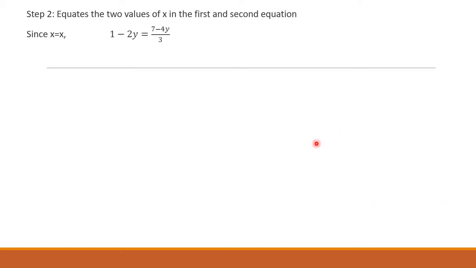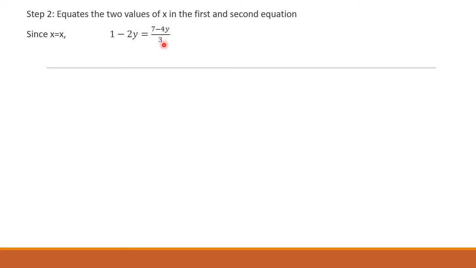So the value of x in the first equation was 1 minus 2y, and the value of x in the second equation was 7 minus 4y all over 3. This is coming from the fact that the value of x in the first equation is equal to the value of x in the second equation. So x is equal to x. That is something that we know. It's a mathematical fact. So here we will have these equations. Now these new equations have another problem. You have y here and you have y here, but we need to find the value of y.